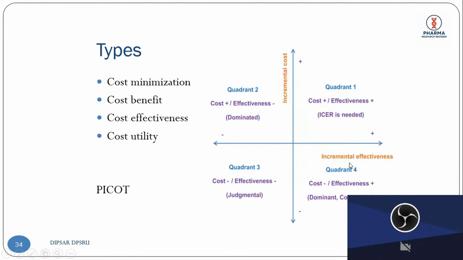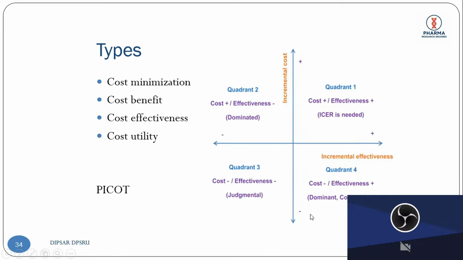Like that, in quadrant 4, your cost is less and effectiveness is more. So it's easy to decide. That is dominant. You want such kind of medicines whose cost is less and effectiveness is more. Yes, Nikkei is saying physical cost means, yeah, you are right, the conditions you are suffering from, right?